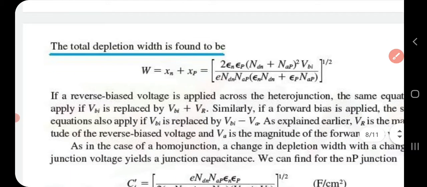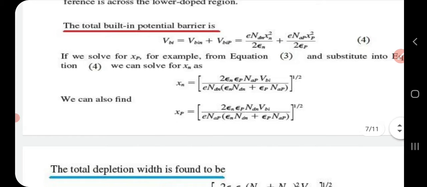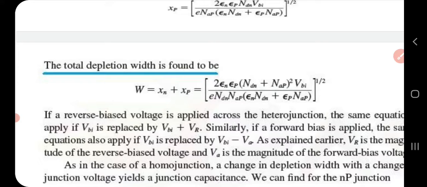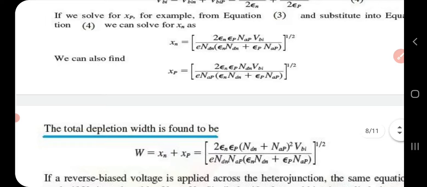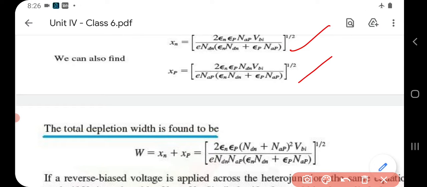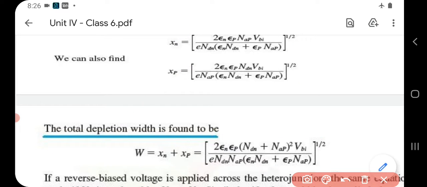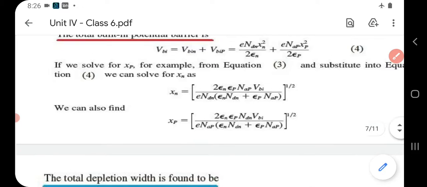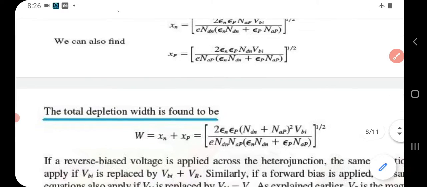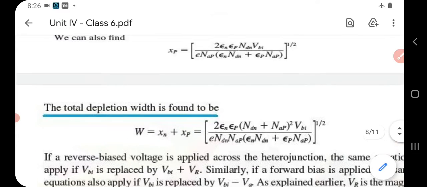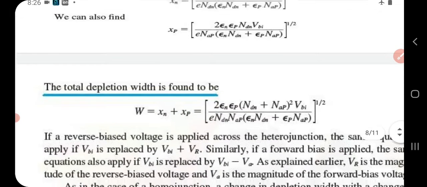Now we have found the expression for the total built-in potential barrier. Now the expression for the total depletion region width will be equal to xn plus xp. So you will have to study these two terms, then only you will be able to write this expression. If you are skipping these two expressions, then you will have to skip this also. Once you study this xn and xp, definitely you will have to write the total depletion width also, because that is the sum of xn plus xp, which is this one.